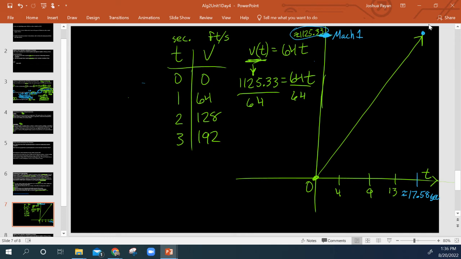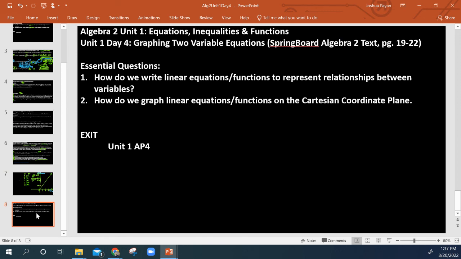So in 4 seconds, 4 times 64, that would be 256. So in 4 seconds, he's already going 256 feet per second. In 9 seconds, 64 times 9, he's going 576 feet per second. And then, of course, in 17 and a half seconds, he's reached the speed of sound. Pretty crazy. So, in a nutshell, that's how linear functions work.